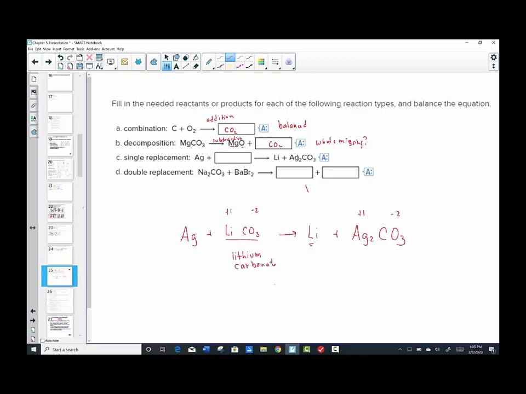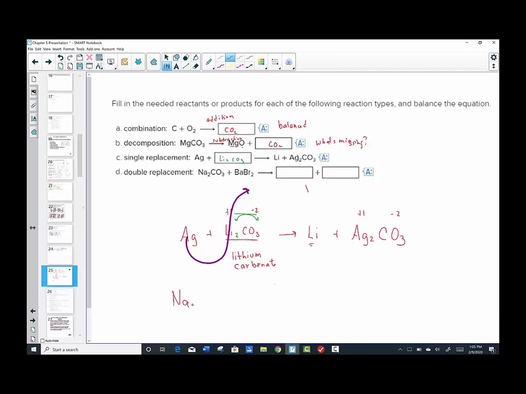And remember, when I write formulas, I have to consider charges. So remember, we got to bring that around and down. Li2CO3. And the pattern of change would simply show silver kicking out lithium and stealing its last name. Silver carbonate forms and the element lithium. One more, a double replacement.